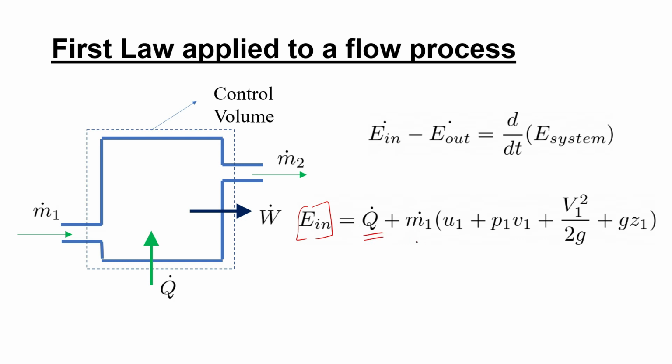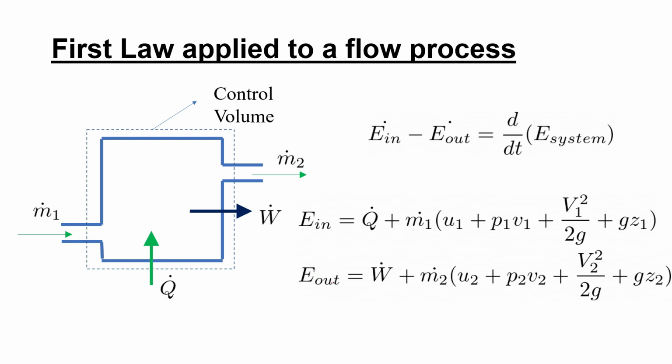E dot in is equal to Q dot, the energy supplied in the form of heat, plus m1 dot times a term, because this mass has an energy and carries it in. This mass has an internal energy U, and P1 V1, the pressure energy, or the flow work, plus a kinetic energy, and it may have a potential energy also. So the total energy coming in is Q dot plus the energy carried by this fluid.